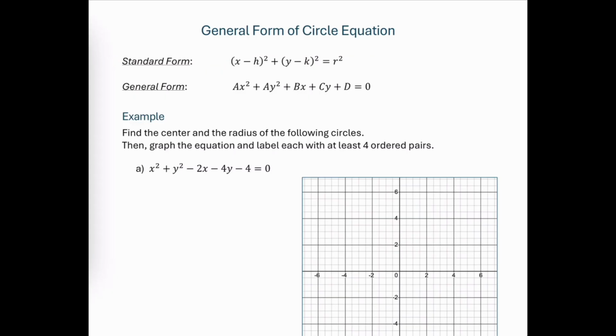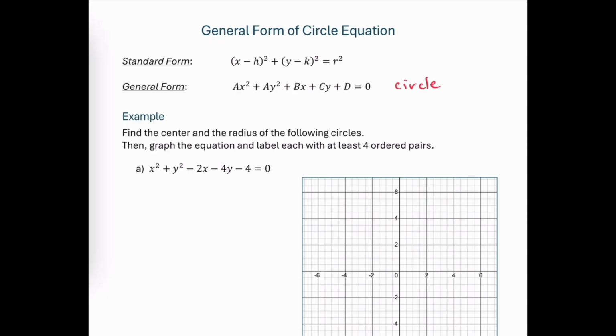But a circle can also be written in what we call the general form. Essentially, we would get the general form when the standard form is multiplied out. We need to be able to look at an equation in the general form and recognize it as being a circle. Some of the identifying characteristics are that we have both an x² and a y² term present, but as well, the coefficient on the x² term and the coefficient on the y² term are exactly the same.